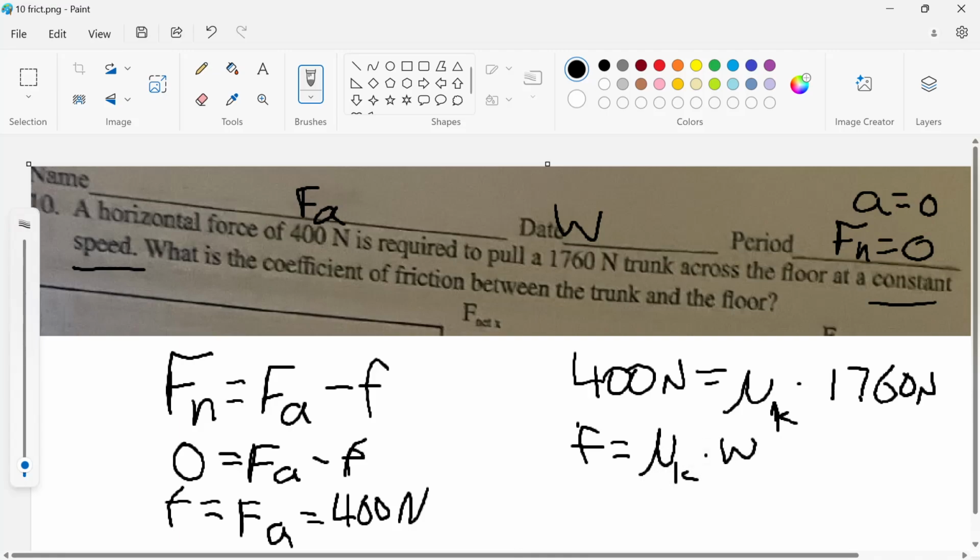And so now if I divide both sides by 1760, 400 divided by 1760, the units are going to cancel out. Newtons cancels with newtons. This is just going to be a coefficient. It's got no units. And that's approximately, you'll use a calculator to do this, I've already done it, 0.2273.